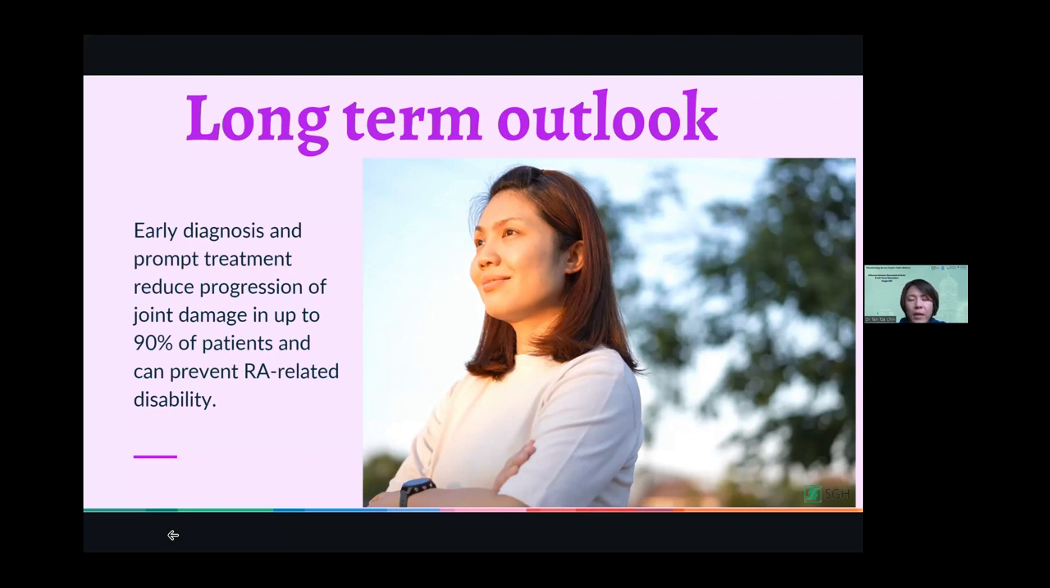And if you have friends and relatives with rheumatoid arthritis, encourage them to work closely with their rheumatologists and allied health professionals to reduce the problems associated with rheumatoid arthritis.